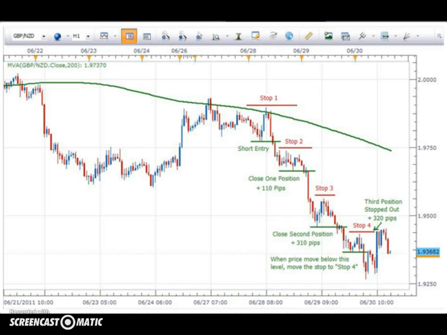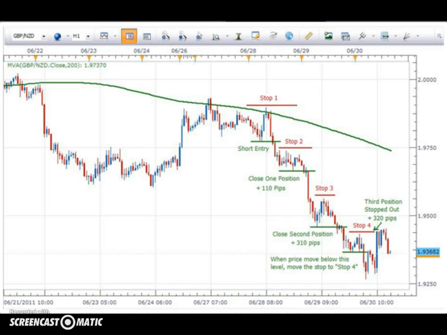Okay, now moving on to implementing our strategy of trade management. Here you're looking at a historical one-hour chart of the pound New Zealand currency pair. With this chart, we want to see how we can employ our trailing stops and multiple lots strategy. Here's how we're going to trail the stop.